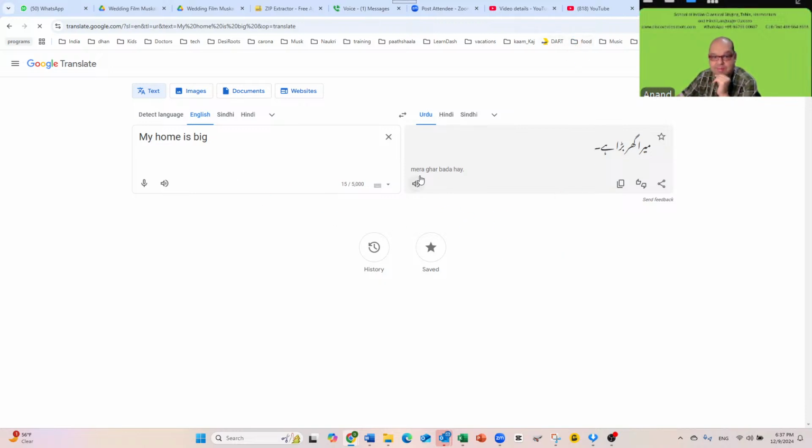So it's the same thing. Mera ghar bada hai. It says so in Urdu. So basically, only the script changes and becomes Urdu. Okay, understand? Now, Urdu was not a language. There was nothing called, the word Urdu did not exist. It did not exist till the 17th century at least.